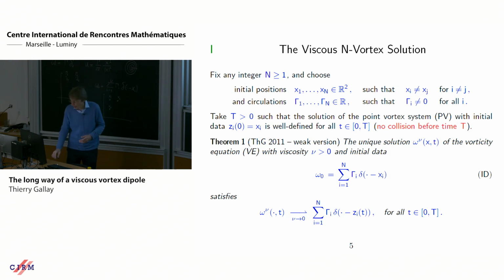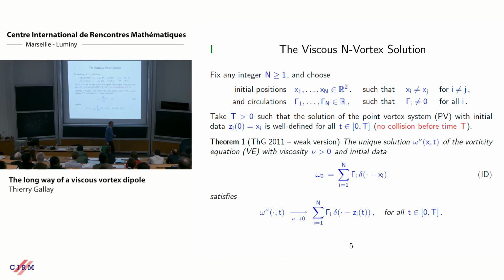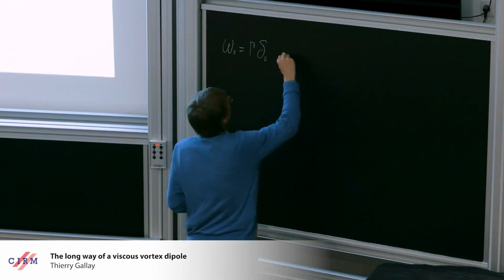Good. Now, in fact, we can do a little bit better than that because for Navier-Stokes, we can solve explicitly what happens for one vortex. I mean, again, if omega 0 is gamma times delta at the origin, the Dirac mass at the origin, then the solution is known.